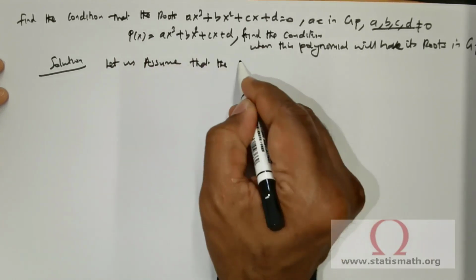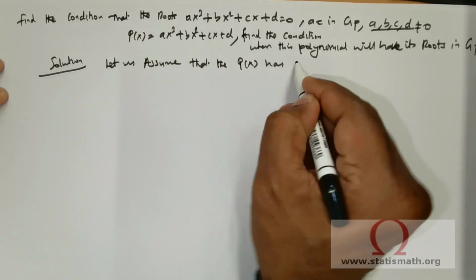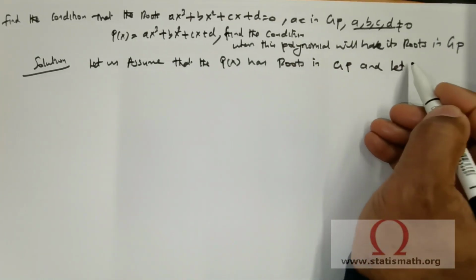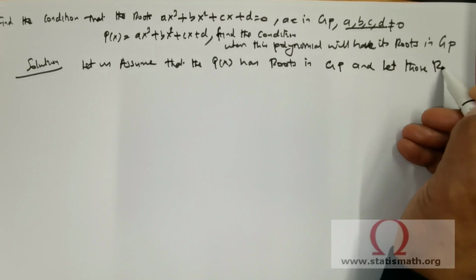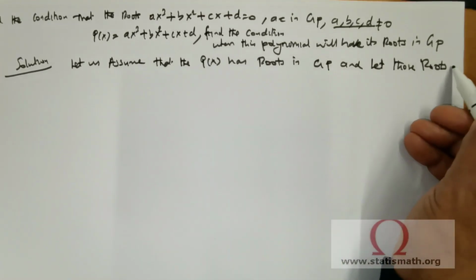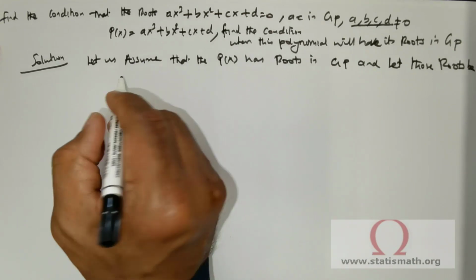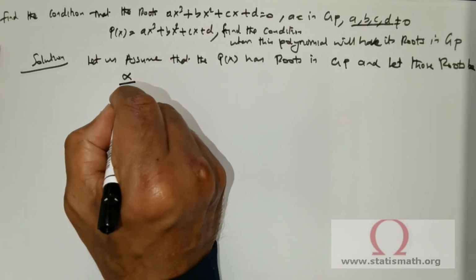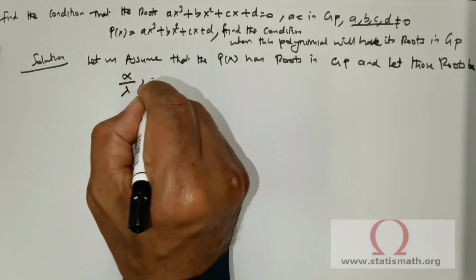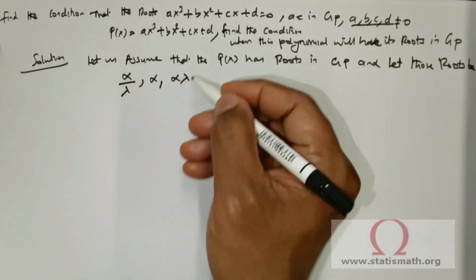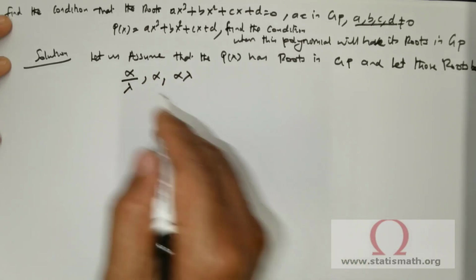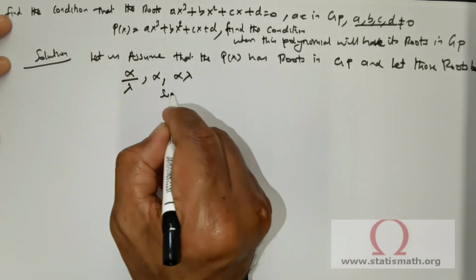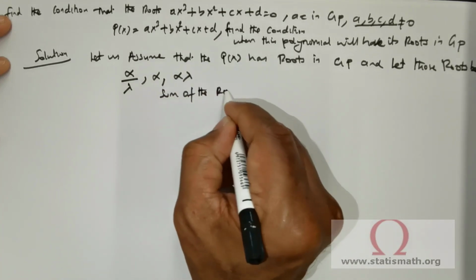that the polynomial has roots in GP, and let those roots be, so I'm taking the roots to be alpha. Since a is already being used, I'm taking it as alpha divided by lambda, alpha, alpha lambda. Now you're free to use any symbols, but I'm using these. Now therefore, sum of the roots taken one at a time.